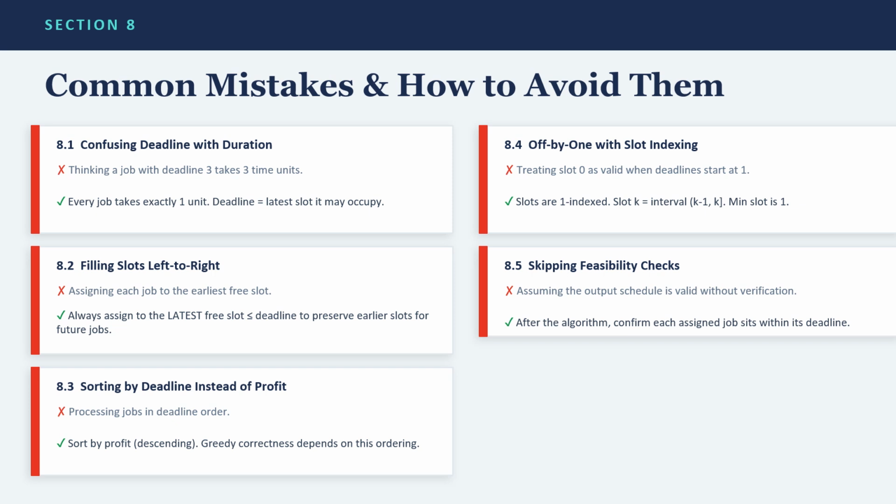Mistake 1. Confusing deadline with duration. Students often think deadline 3 means a job takes 3 time units. Wrong. Every job takes exactly 1 unit. Deadline means the latest slot it may occupy.